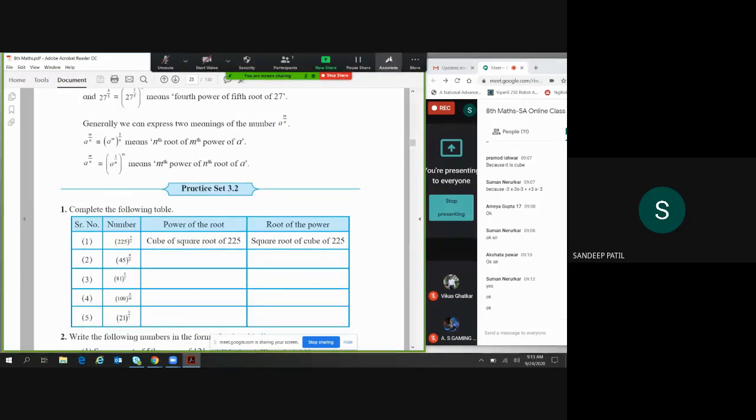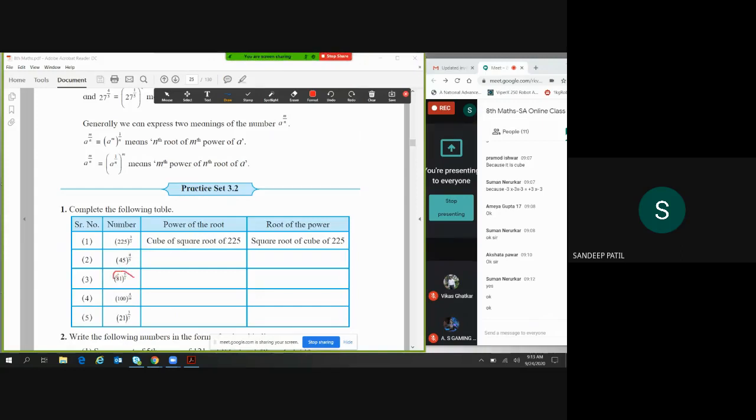Can you write down this in this format? Power of root. Can you write in the chat box? So first, here we have to follow numerator, like 6, and then root on the denominator. Okay. So this way, can you write in the chat box?